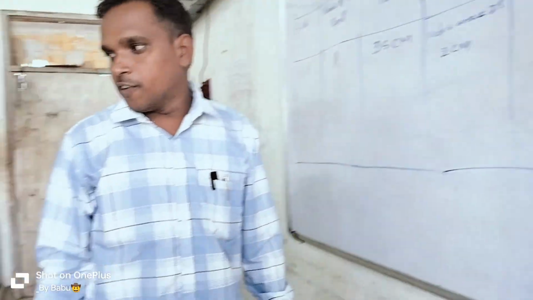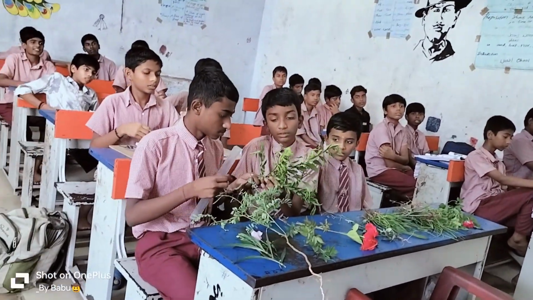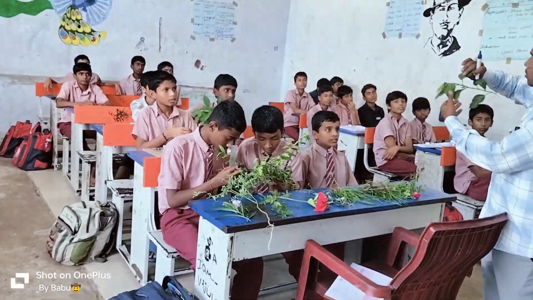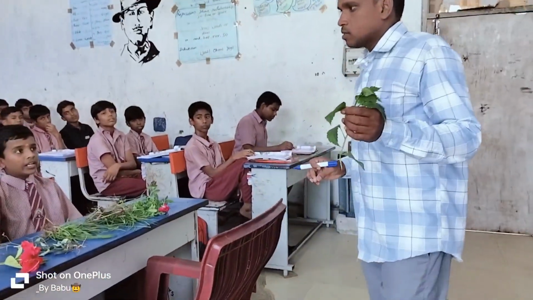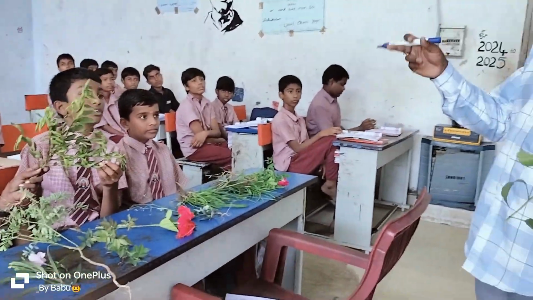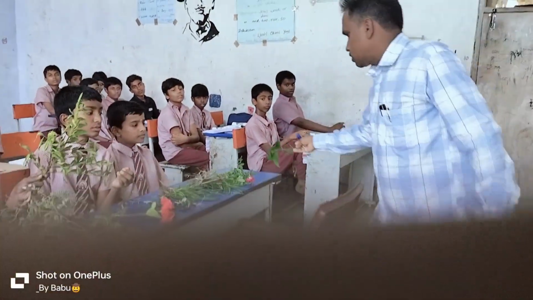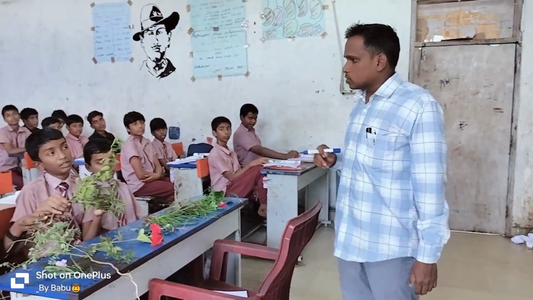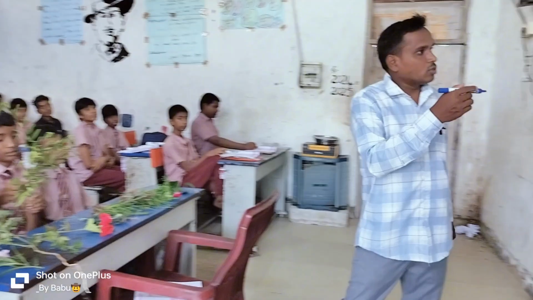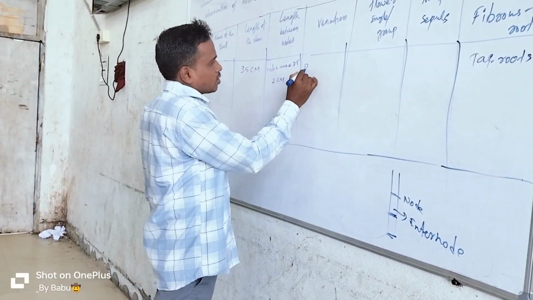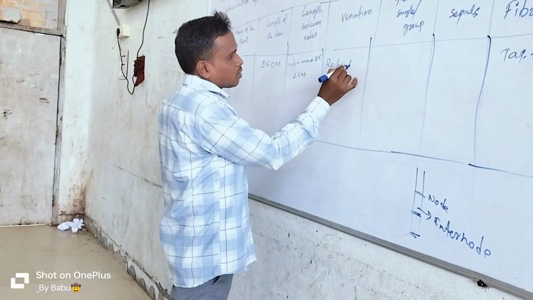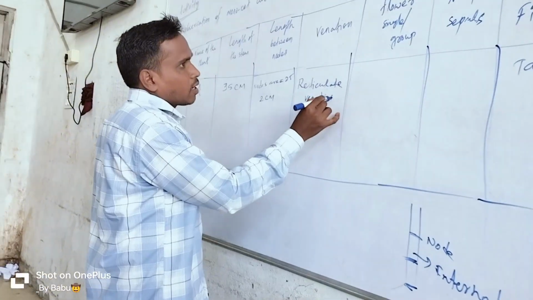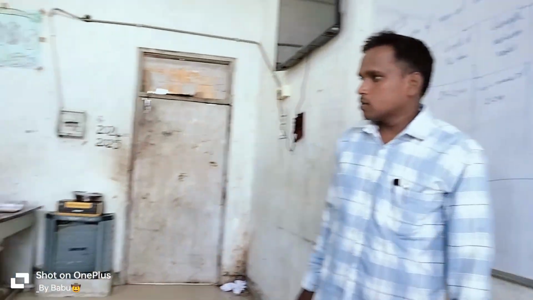And venation. How veins are arranged in the leaf is known as venation. We already discussed venation types in our previous class. In that leaf, which type of venation are you seeing? Reticulate venation. So venation type is reticulate venation. And next one, flower singular or cluster.